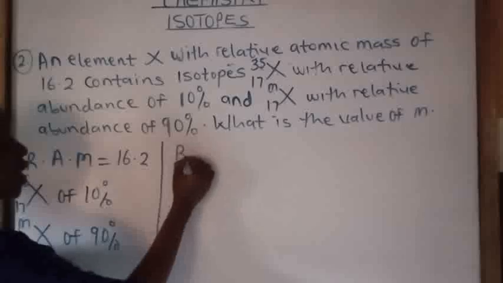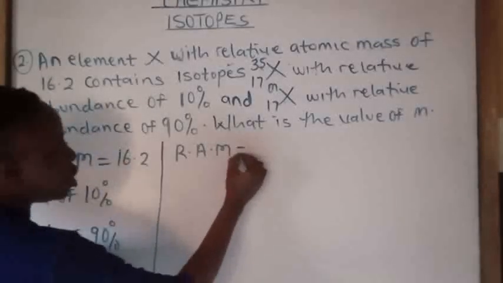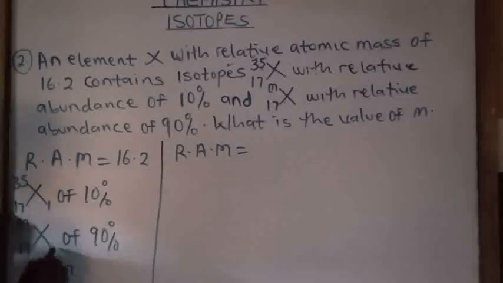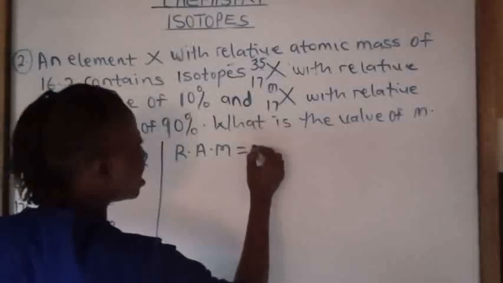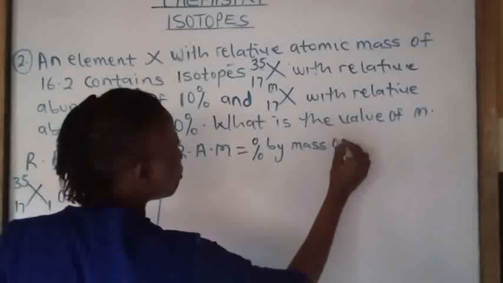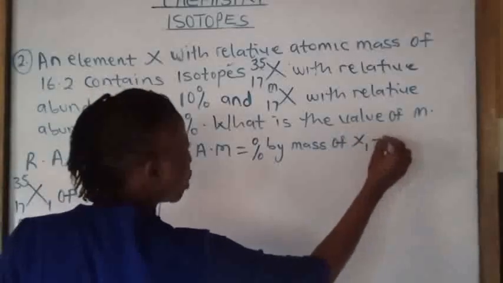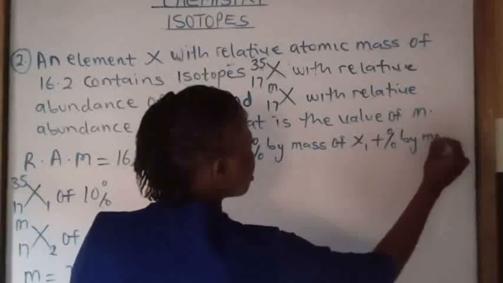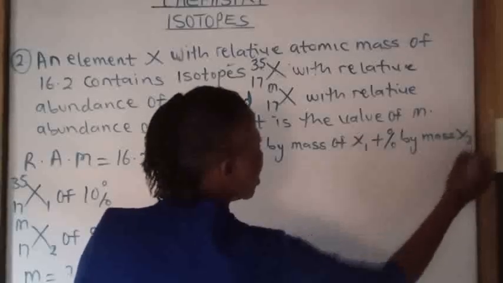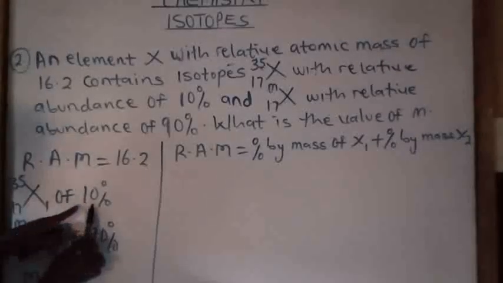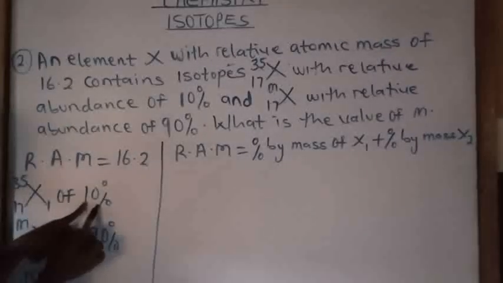Now, to calculate relative atomic mass, it equals the percentage by mass of the first element times its mass number, plus the percentage by mass of the second element times its mass number. Then what is the percentage by mass of the first element? The percentage by mass of the first element is 10%.